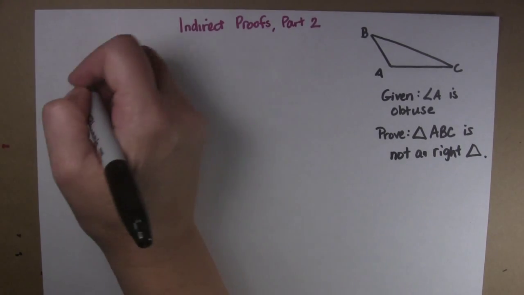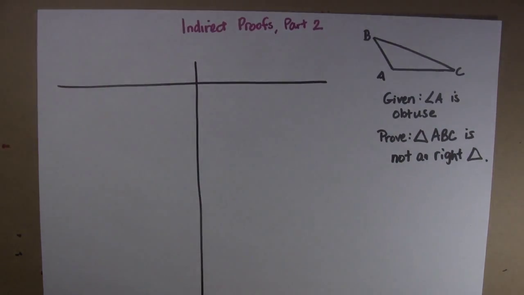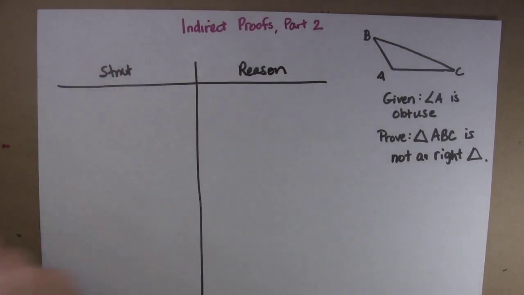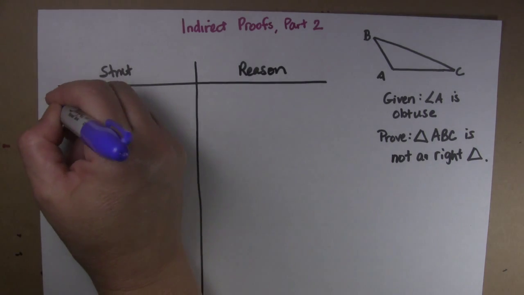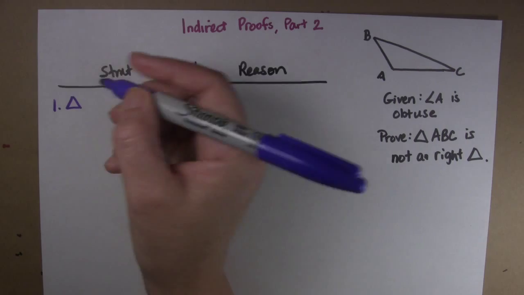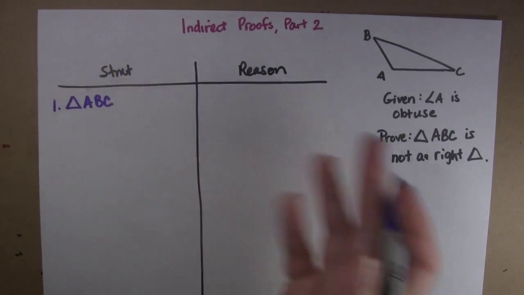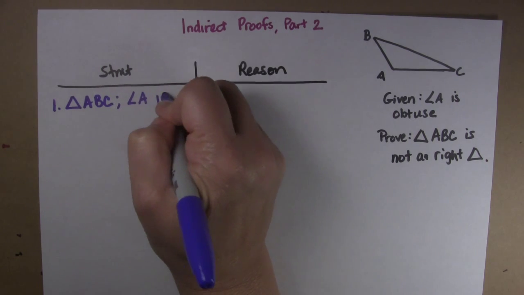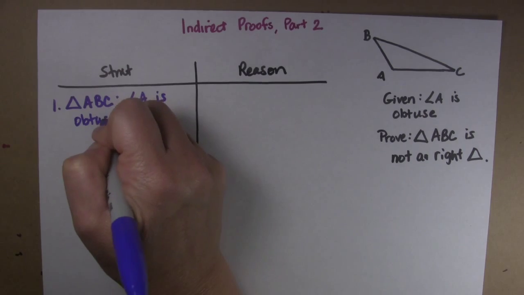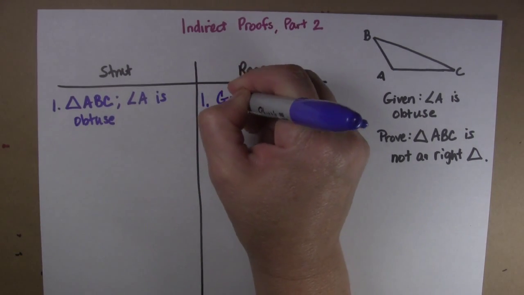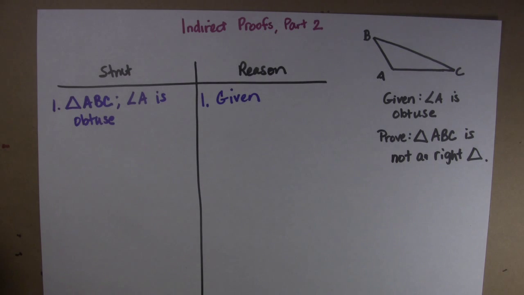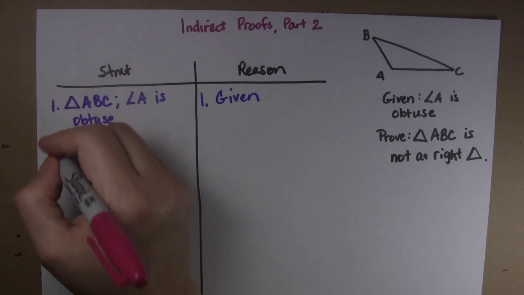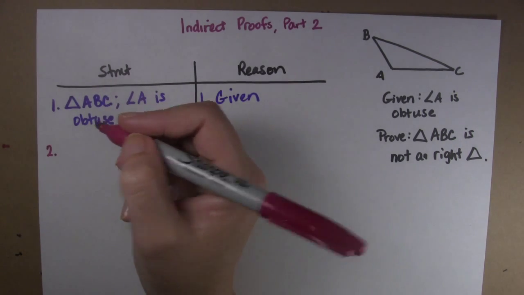So let's make our chart. We have our statement side and we have our reason side. And then we are going to start, as always, with our given. So we're going to say that we have triangle ABC, that's given, we can see it right there. And we know that angle A is obtuse. That's what's given.